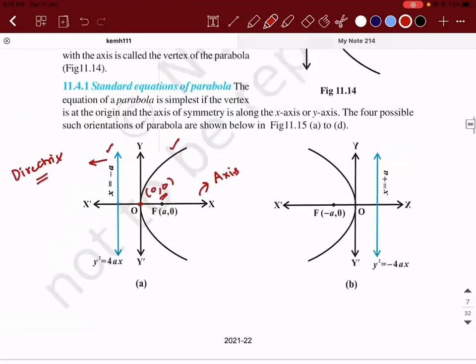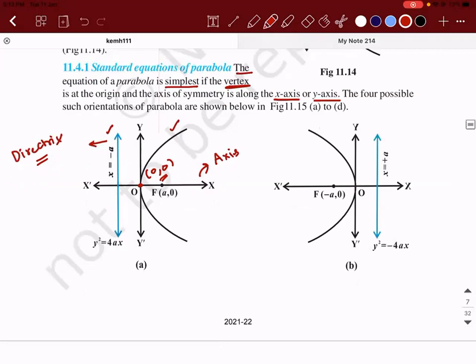The standard equation of a parabola is simplest if the vertex is considered as the origin, and the axis of symmetry is along the x-axis or y-axis. The axis of symmetry can either be along the x-axis or y-axis. In this case, in the first diagram, the axis of symmetry is along the x-axis. The x-axis itself is acting like the axis of symmetry.